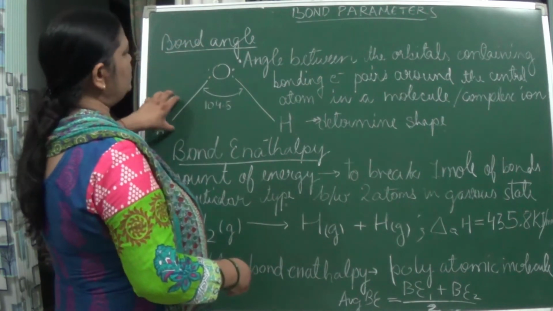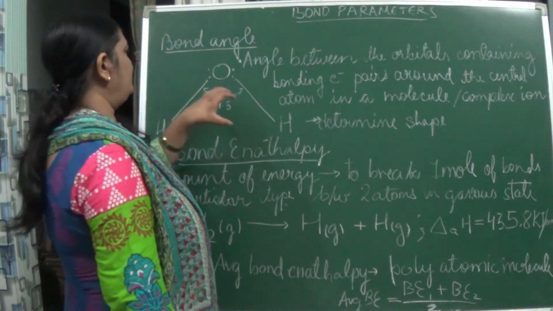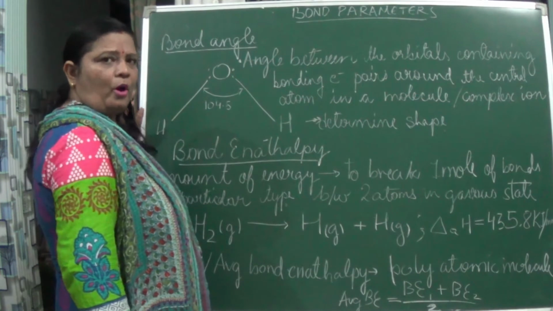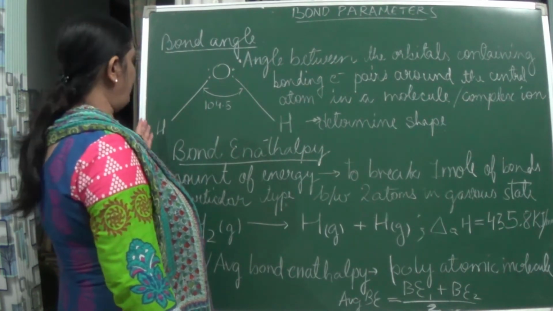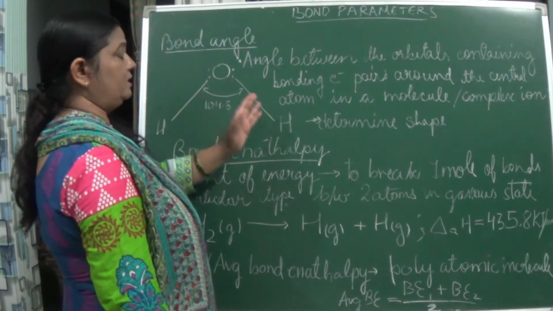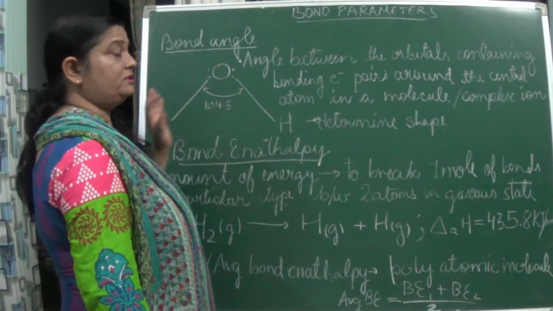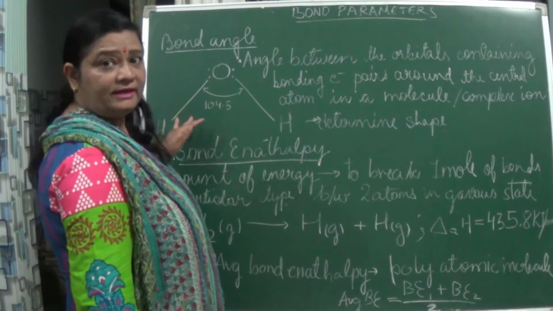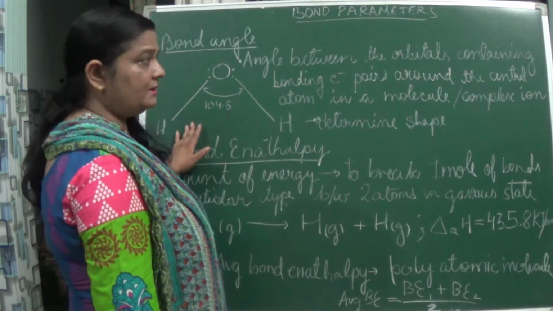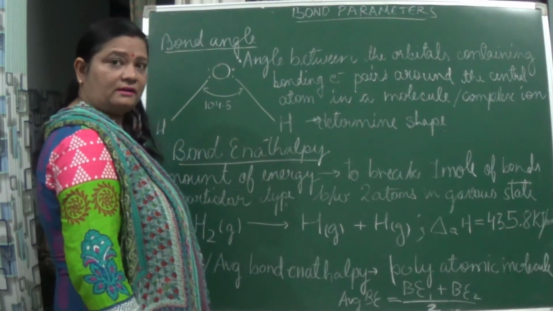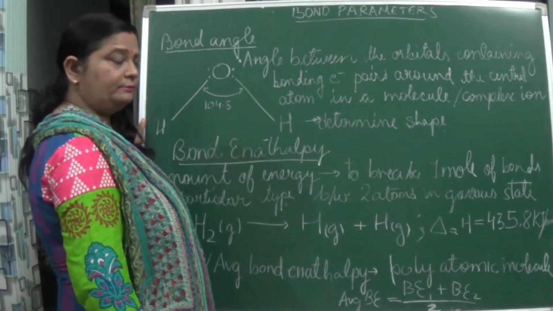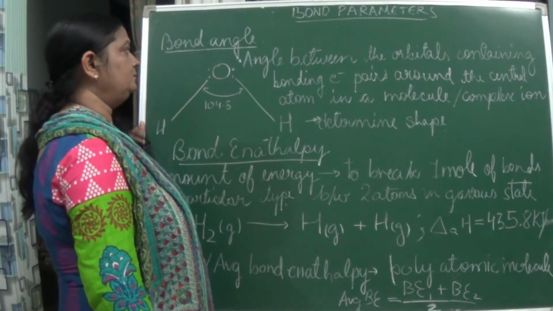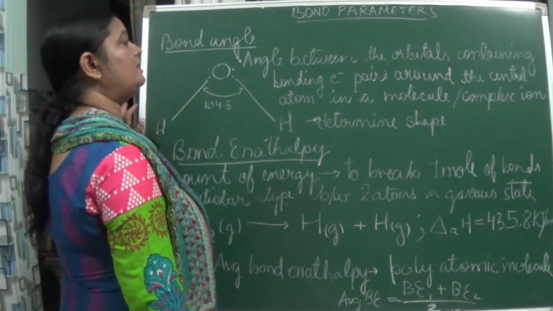When H2O is formed, there is bond formation, isn't it? Here hydrogen is bonded with oxygen, here also hydrogen is bonded with oxygen. Oxygen is the central atom, containing 6 valence electrons. How many valence electrons are there in hydrogen? Only 1, forming a covalent bond, isn't it? So here you are seeing what?